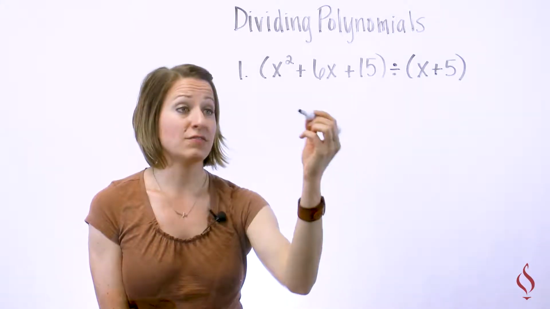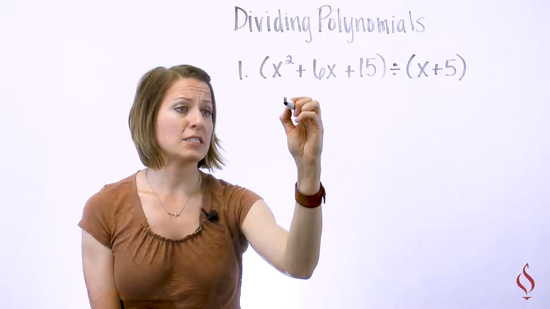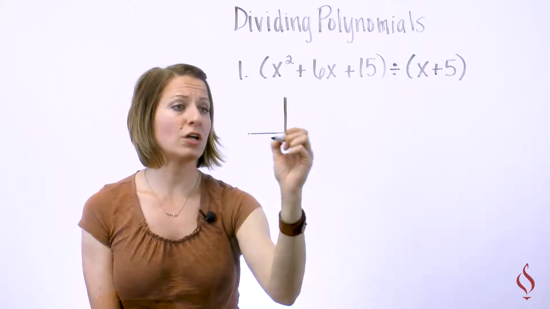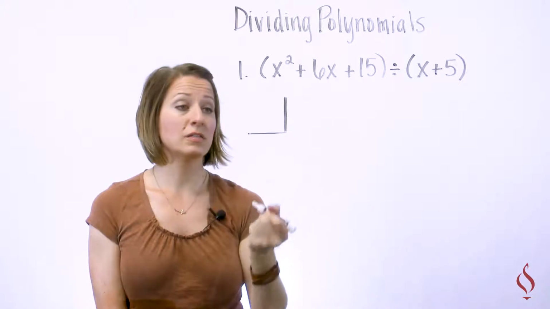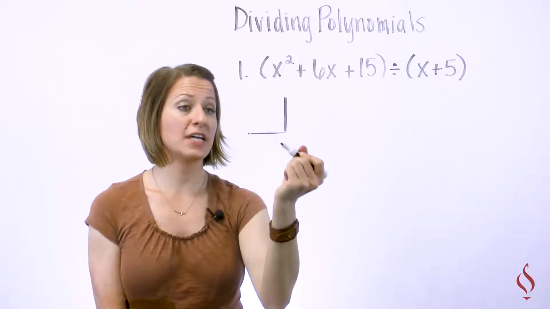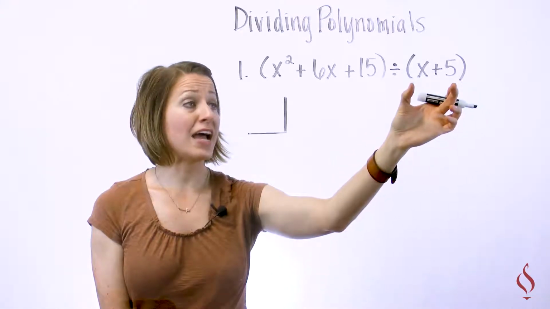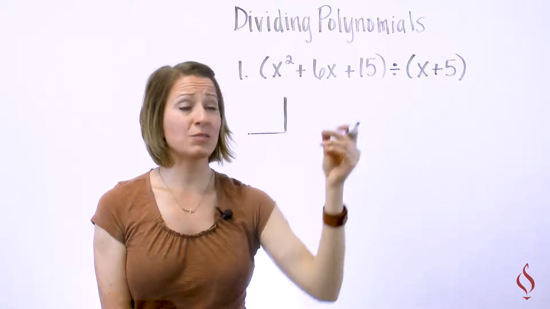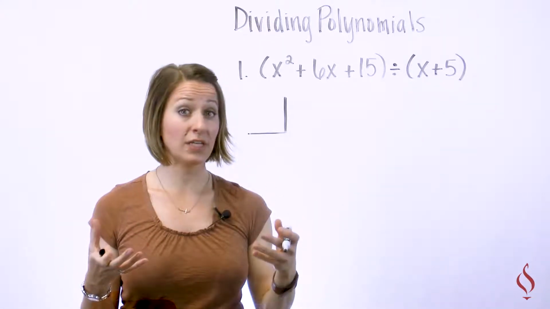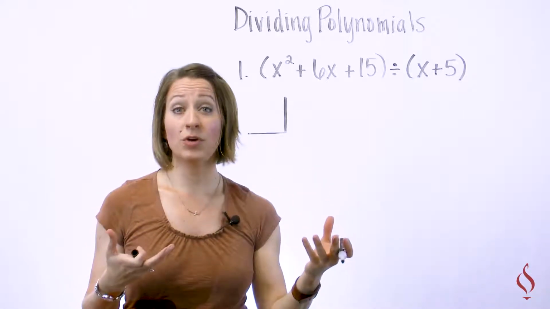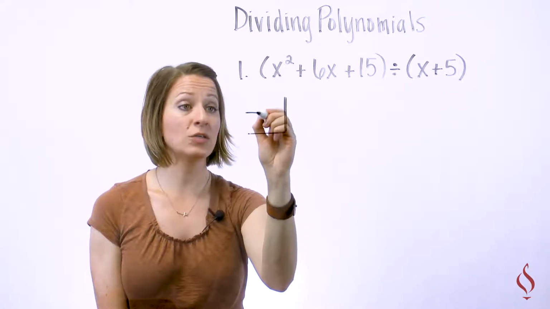When we're doing synthetic division, the first thing we need to do is set up the problem. You're going to draw what I call a corner, a backwards L in the upper left side of your page, and then you're going to put the value that would make x plus 5 equal 0. Or you could just think of it as the opposite number of positive 5, which would be negative 5. So the opposite, you're going to put that in the corner.